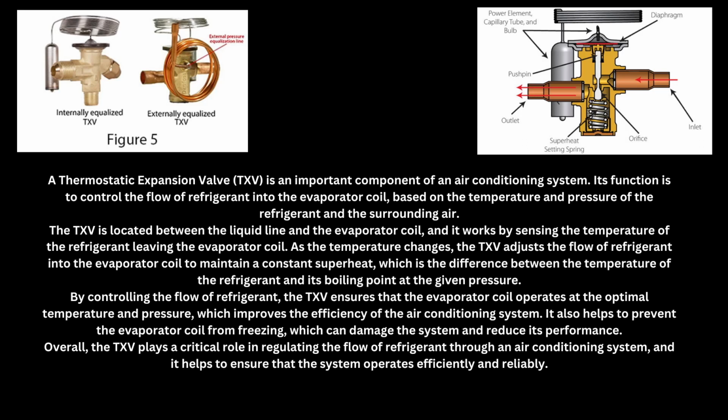It's naturally cold. By controlling the flow of refrigerant, the thermal expansion valve ensures that the evaporator coil operates at its optimal temperature and pressure, which improves the efficiency of the air conditioning system. It also helps to prevent the evaporator coil from freezing, which can damage the system and reduce its performance. Overall, the thermal expansion valve plays a critical role in regulating the flow of the refrigerant through the air conditioning system, and it helps ensure that the system operates efficiently and reliably.